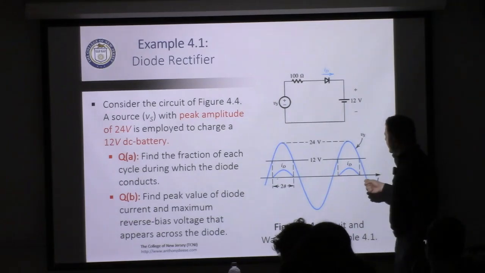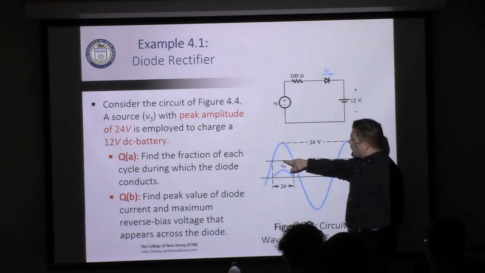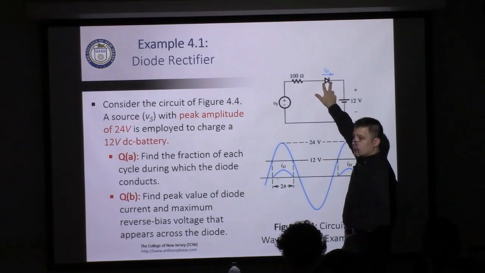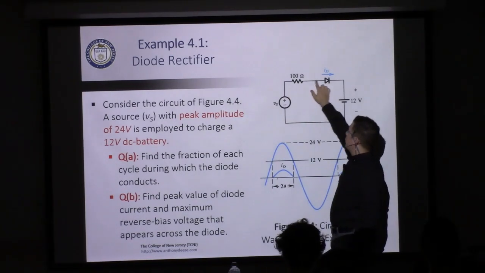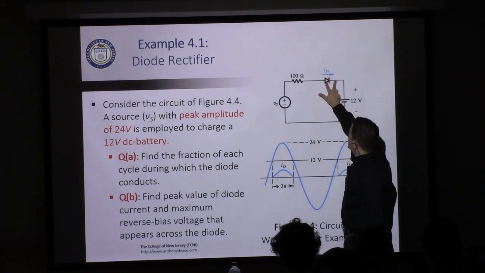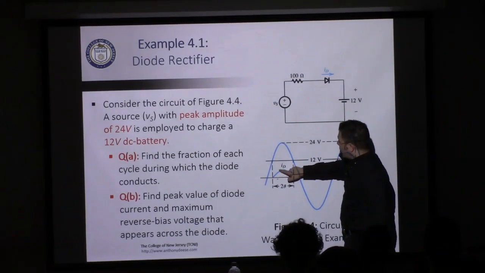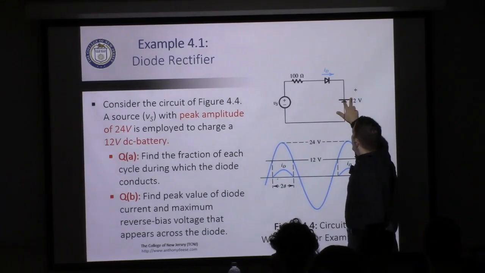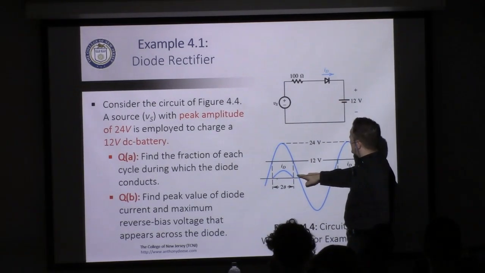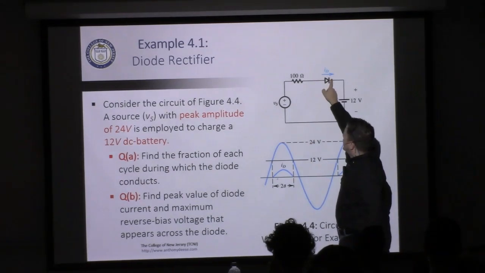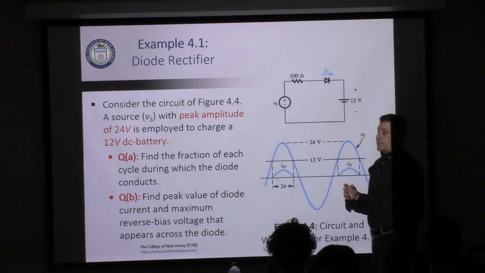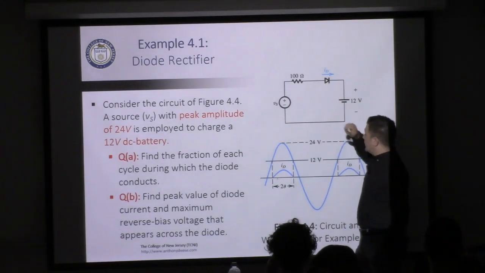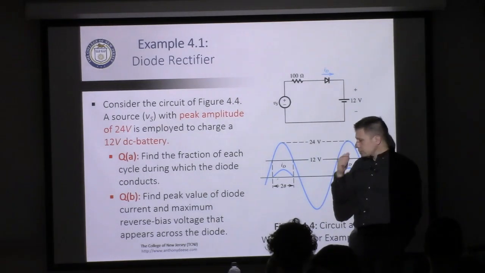All right? Now, we know that when Vs is greater than 12, the current will be in the forward direction, which means this will be short-circuited. And so some current will flow. We haven't calculated what that value is. When Vs is less than 12, the current will be reversed, meaning the current will be pulling in the reverse direction, which means this will block, and essentially no current will flow.